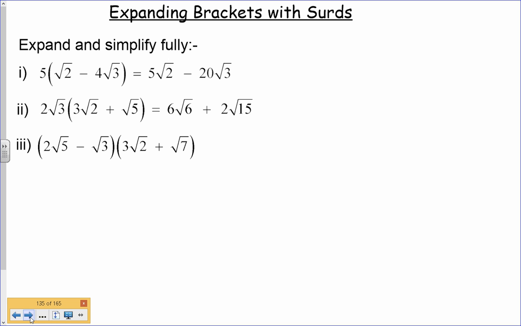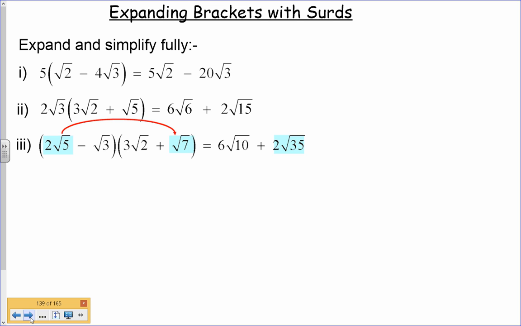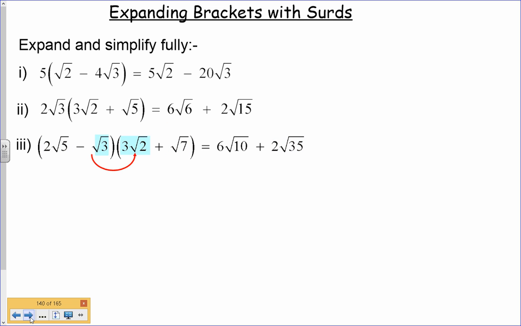Okay, the next one has 2 brackets, so it's a binomial product, and we have to times each term in turn. So let's look at the first one. Do the whole numbers first. 2 3s are 6. The square root of 5 times the square root of 2 is the square root of 10, so that will give us 6 root 10. Okay, the next one. The whole numbers are just 2. Root 5 times root 7 is the square root of 5 times 7, so we'll get 2 times the square root of 35. Okay, underneath now.